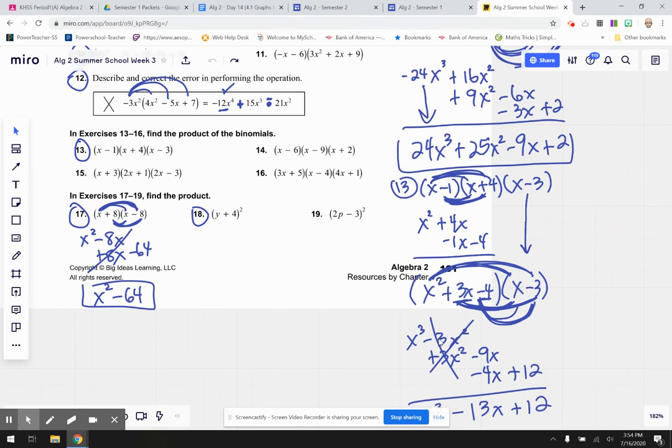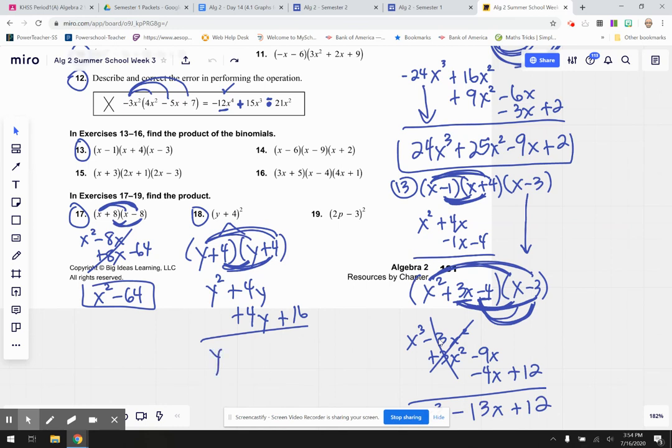And 18, whenever you see a little square on a parentheses, that means just write it twice. Write the exact same parentheses twice. And then do your FOIL. So y times y, you're going to take the first term and distribute it, and you're going to take the second term and distribute it. Y times y, you get y squared. Y times 4, you get 4y. 4 times y, you get another 4y. Those are not going to cancel. They're the same. And then 4 times 4 is 16. So when you combine all of these, you're going to get y squared plus 8y plus 16 is your answer to that one.